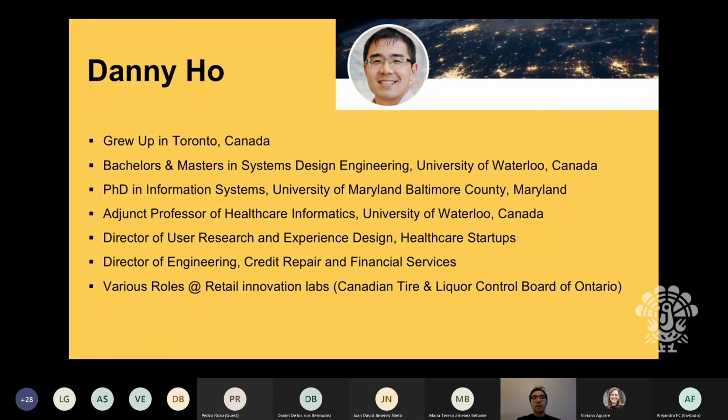When we moved back up here, I taught at the University of Waterloo in healthcare informatics, but also led user research and experience design at healthcare startups. I also did some directive engineering, leading development groups for a credit repair and finance services company here, but their mothership was in fact in the US. And then for the past few years, I've been at a couple of innovation centers or innovation labs, both for Canadian Tire, a very large retailer in Canada, and the Liquor Board of Ontario. That's the LCBO, and that's where I'm at right now.